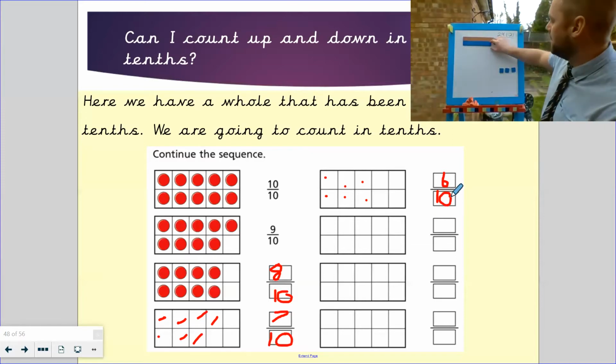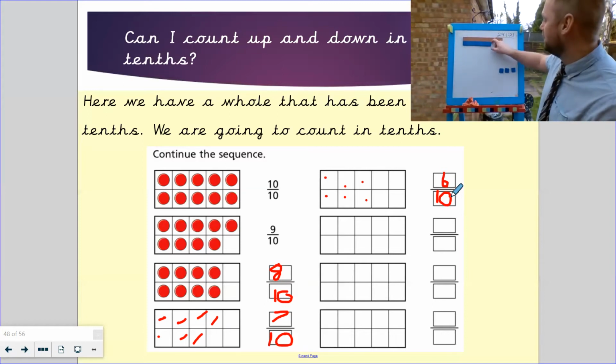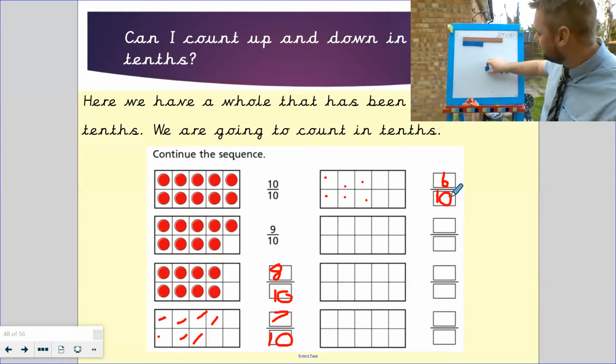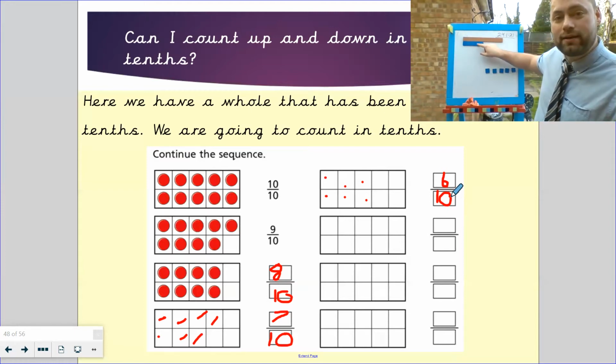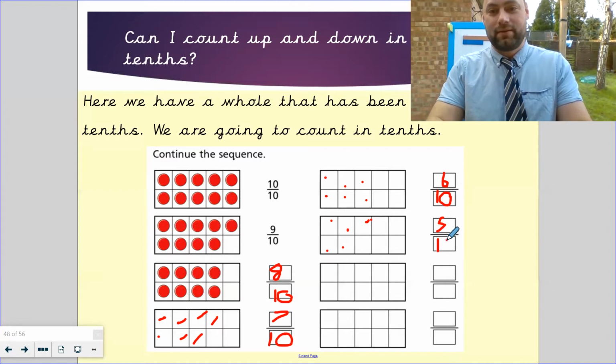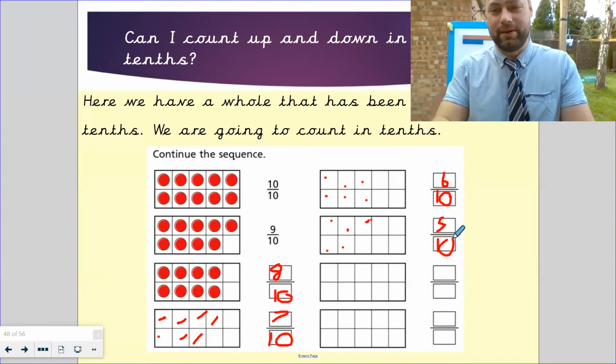Because we're now taking away another 10th. Okay, we're going to take away another 10th now, okay? How many tenths do we have left? 1, 2, 3, 4, 5. Okay, so we're going to put in 1, 2, 3, 4, 5. Whoop, and that is 5 over 10. Pretty straightforward, isn't it? Counting up and down in tenths.